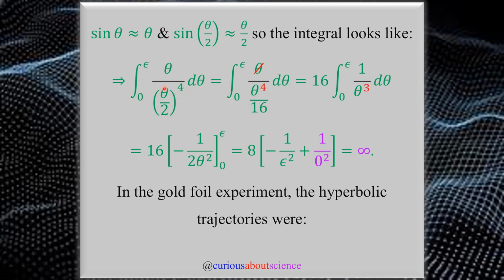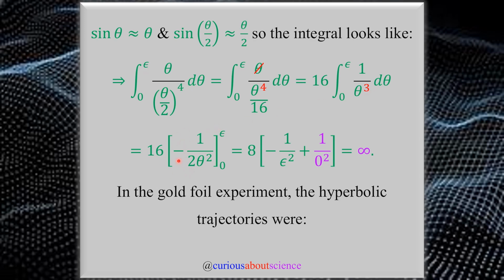That being said, plug that in. You see that theta cancels with one of these. 16 comes out front from the theta over 2 to the 4th power divided by a fraction, multiplied by the reciprocal. So that's where the 16 comes from. Now we're left with a 1 over theta cubed, which is theta to the negative 3 power.